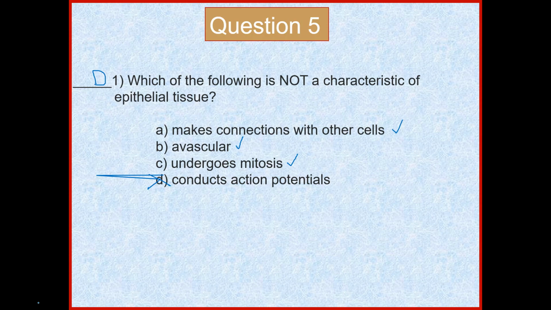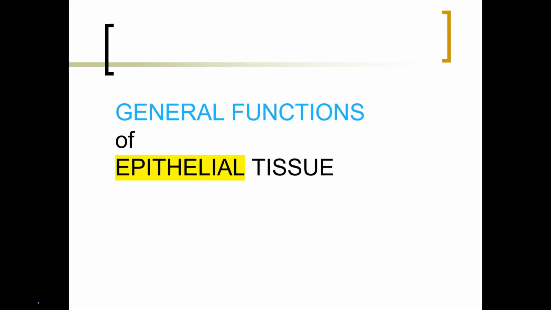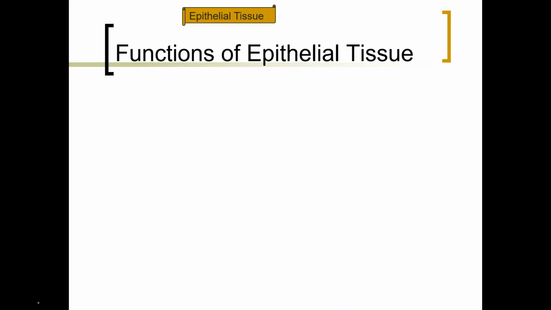So when we talked about tissue types, we said that muscle tissue was capable of conducting action potentials, and so was nervous tissue, but nervous tissue is actually making the action potentials and sending them to the muscles so the muscles can actually perform some type of movement. So you're not really going to see that with epithelial tissue. What are some general functions of epithelial tissue?